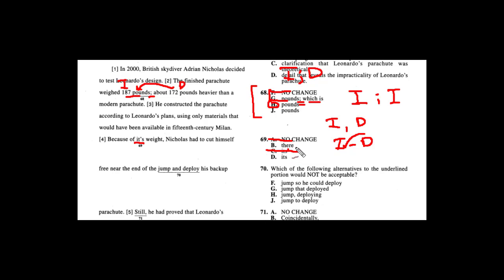All right, and then here is there, that's a place. And here is singular possessive. So are they talking about a place or something that is singular possessive? What are we talking about? We're talking about the parachute and the parachute's weight. You're going to see that 69 is going to be answer choice D.